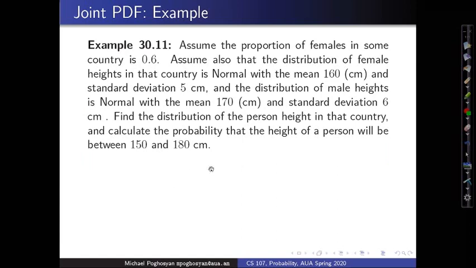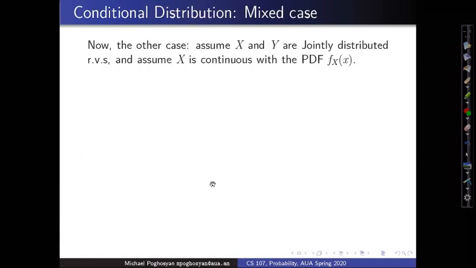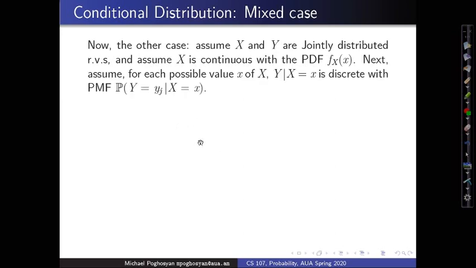Okay, let's move back to our joint PDFs and conditional PDFs. Up to this point, I've considered the case when x is discrete and y, for each value of x, has a continuous conditional distribution. Now the other case. Assume x and y are jointly distributed and x is continuous with PDF f of x. For each value of x, we are now assuming that y is discrete with a PMF. So x is continuous, y is discrete, and I'm considering this conditional probability.